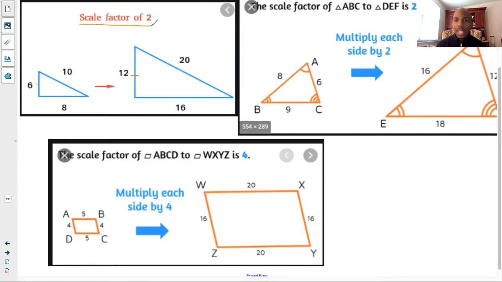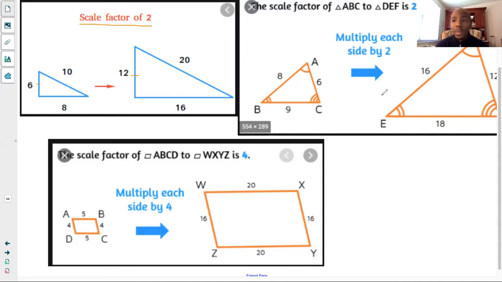Okay, so let's look at another one here. If you look at this triangle, line AB is 8, line AC is 6, and line BC is 9, right? I go from AC, which is 6, to 12. I go from 8 to 16. I go from 9 to 18. What did they multiply by? Once again, they multiplied by 2. That means the scale factor there has to be 2.